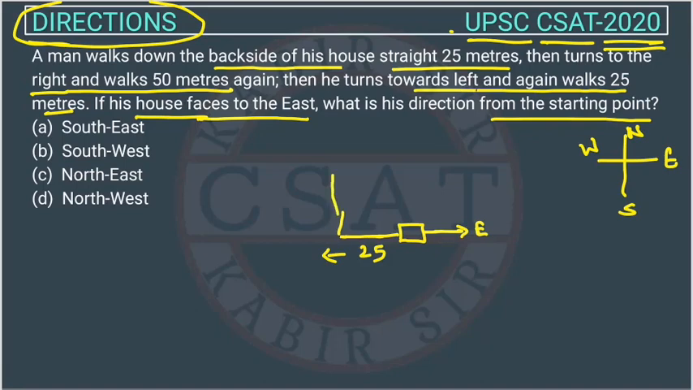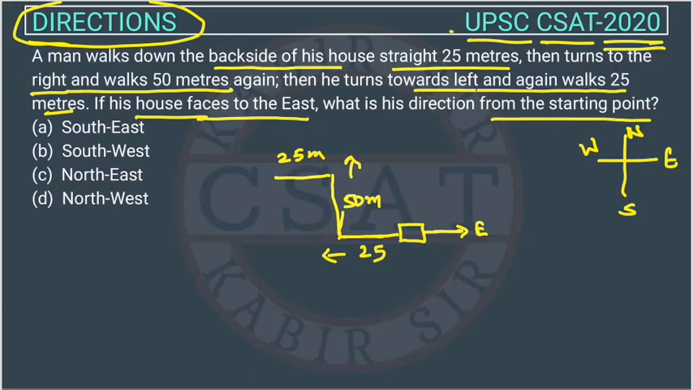So how much is he walking? 50 meters he is walking, and then turns towards left. Now he is facing this side and turning left. So turn left means this side, right? And again walks 25 meters.